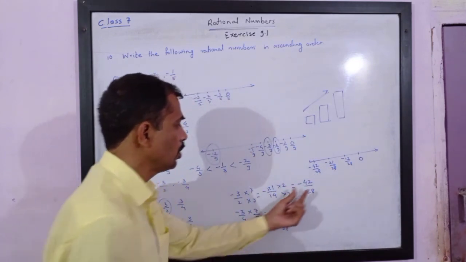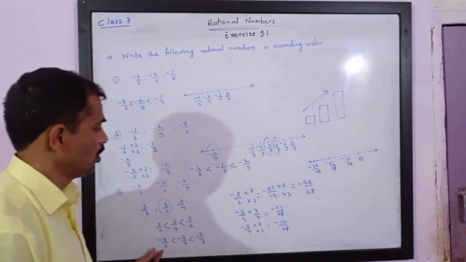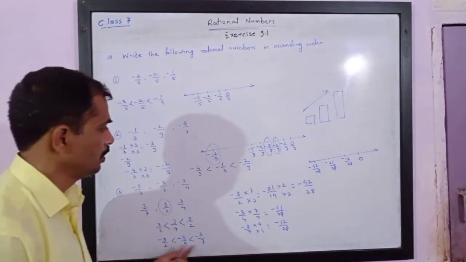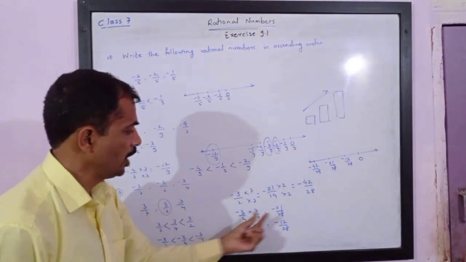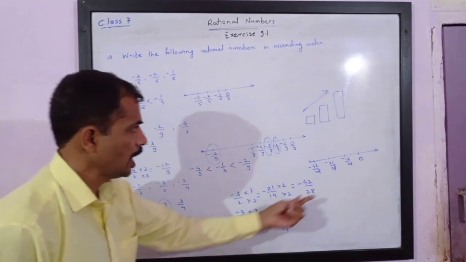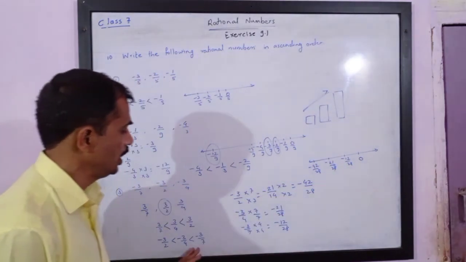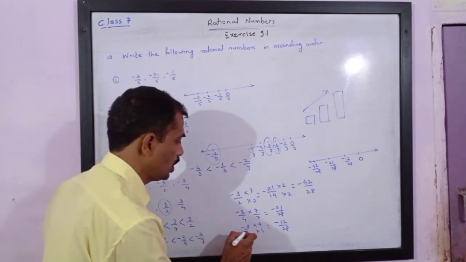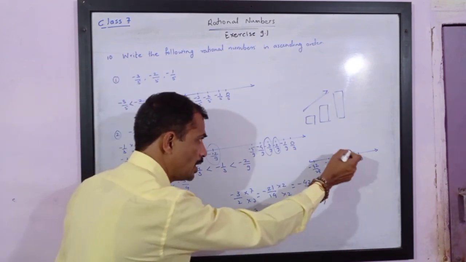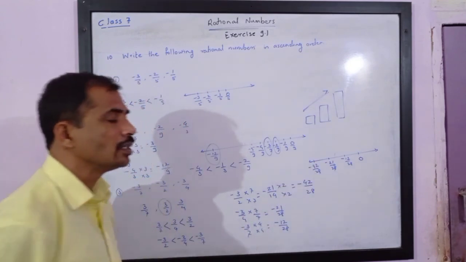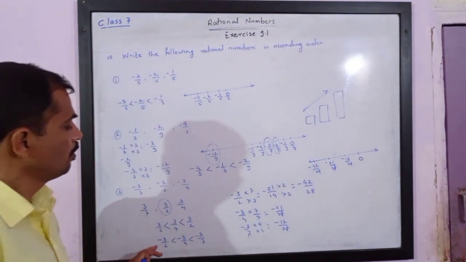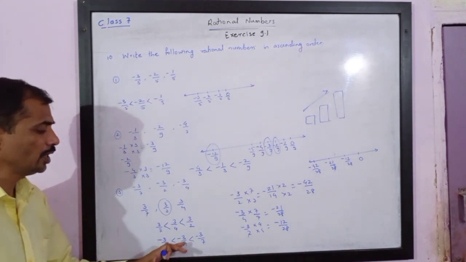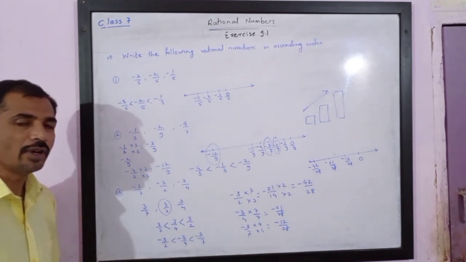But negative 42 upon 28 is negative 3 upon 2. It means it is smallest. Then we will get negative 21 upon 28, which means negative 3 upon 4. And negative 12 upon 28 is equal to negative 3 upon 7. Please note, it is to the rightmost. Hence, it is bigger and this is smaller. So, negative 3 upon 2 is smaller than negative 3 upon 4 is smaller than negative 3 upon 7.